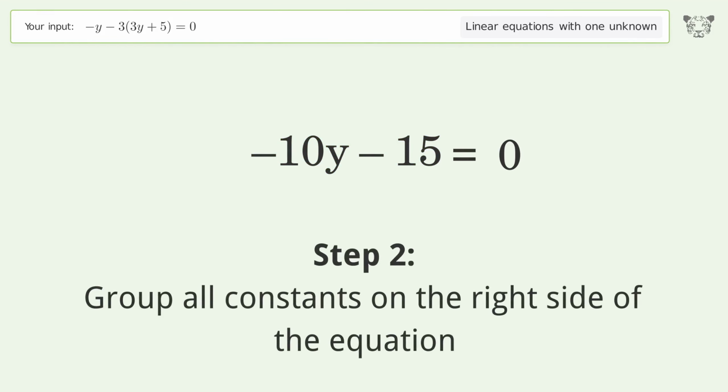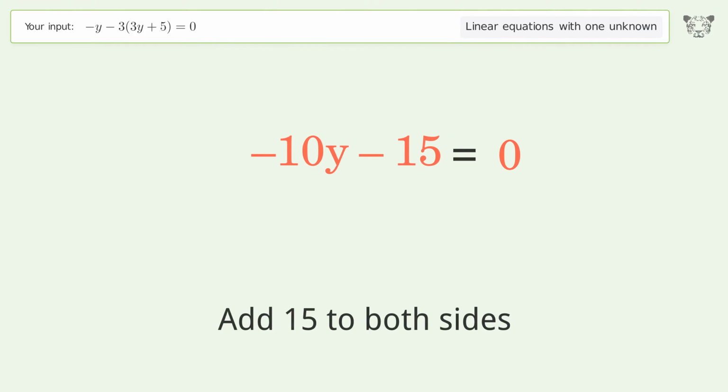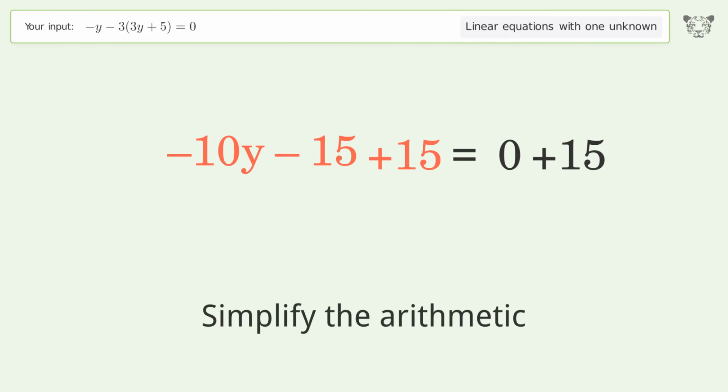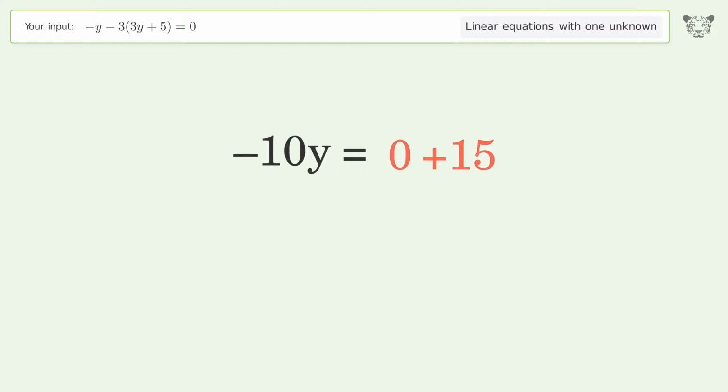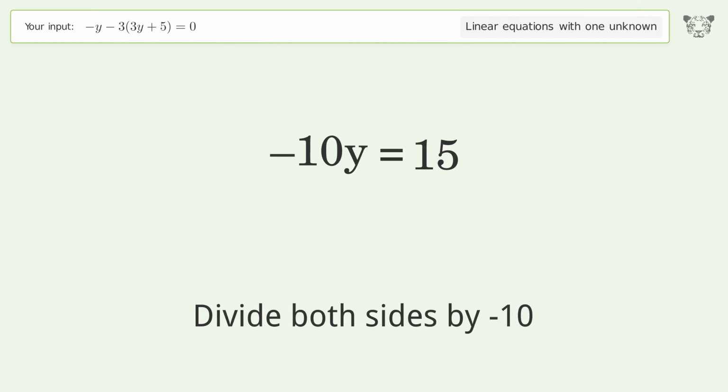Group all constants on the right side of the equation. Add 15 to both sides. Simplify the arithmetic. Isolate the y. Divide both sides by -10.